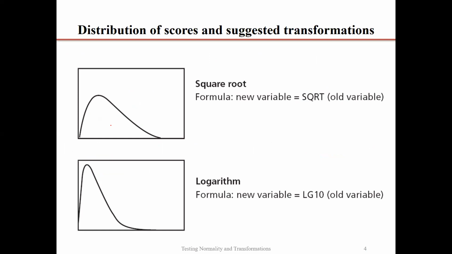If we have a data which is slightly right skewed, then square root transformation is helpful. It is suggested that you use the square root transformation. You have to take just the square root of the actual data and then test the normality of the new data, of the transformed data.